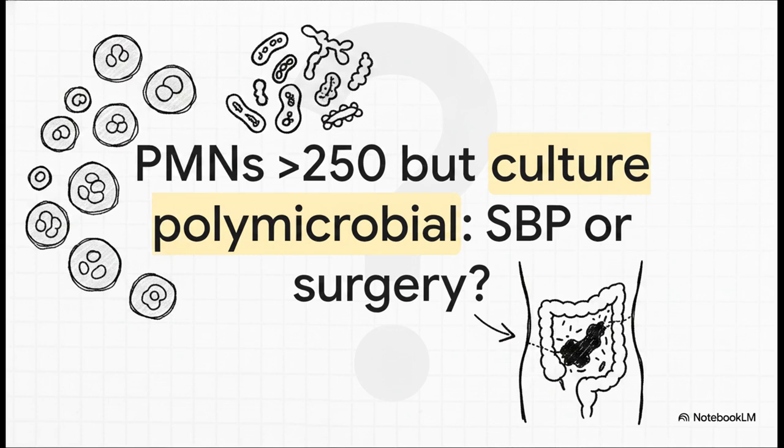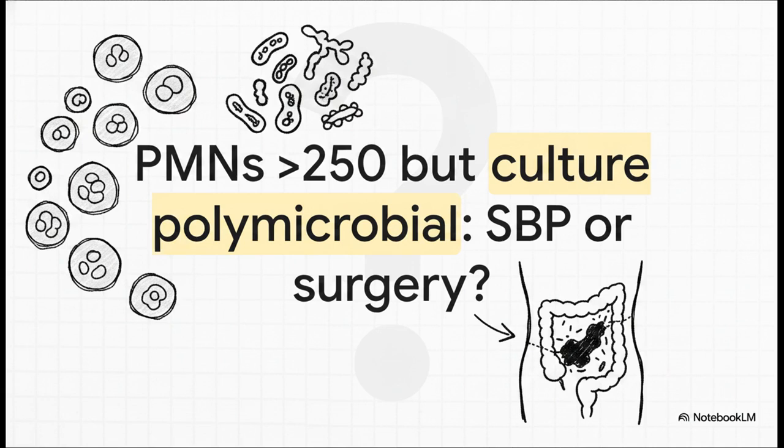To wrap up today's explainer, I want to leave you with a scenario that really tests how well you've integrated all this. Imagine your patient's acidic fluid shows PMNs over 250. Okay, you're thinking SBP, right? But then, the culture comes back showing E. coli, bacteroides, and enterococcus. It's polymicrobial. So what's your move? Are you dealing with SBP or a surgical emergency?